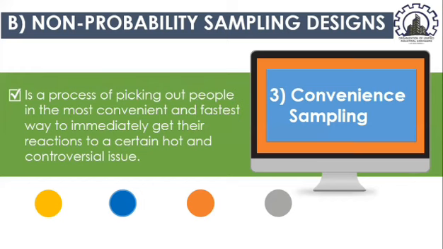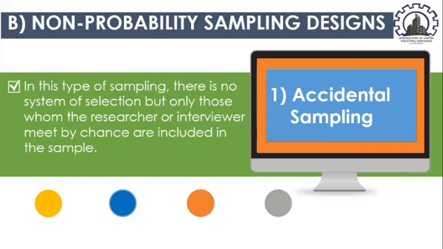Now, what's the difference between the three? If we say accidental sampling, in this type of sampling, there is no system of selection, but only those whom the researcher or interviewer meet by chance are included in the sample. For instance, the interviewer stands in a street corner and he interviews everyone who passes by, okay? Now, the problem with this type of sampling is its lack of representativeness. Now, the sample might be a biased one.